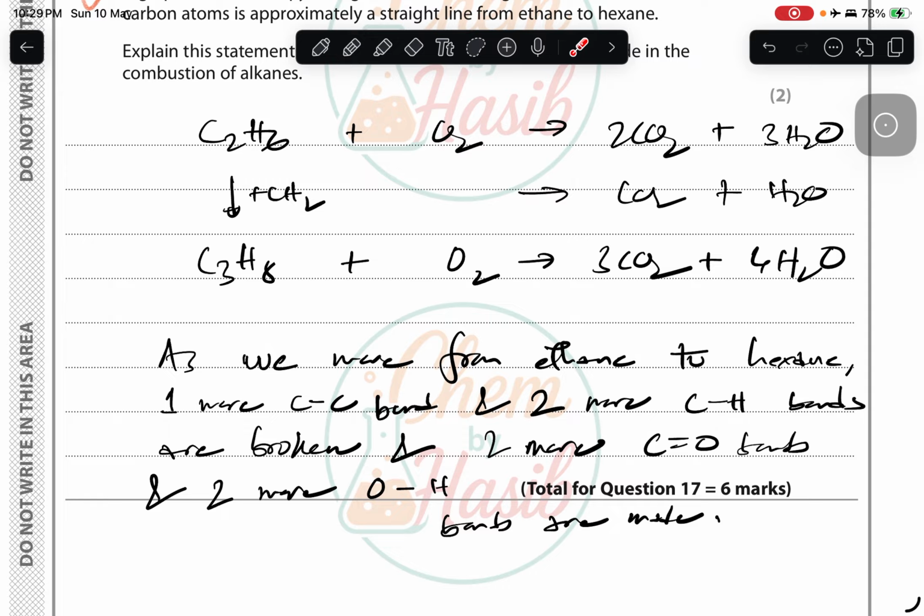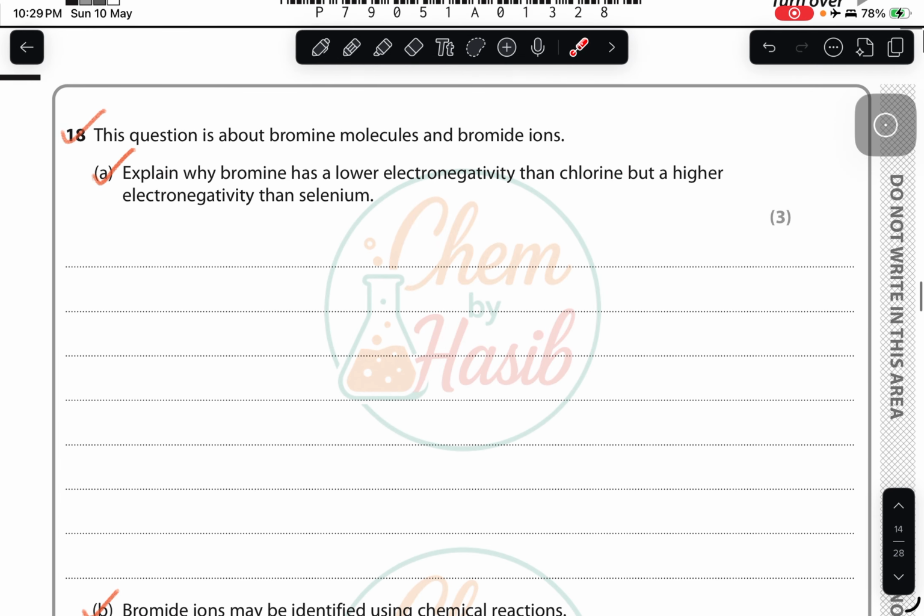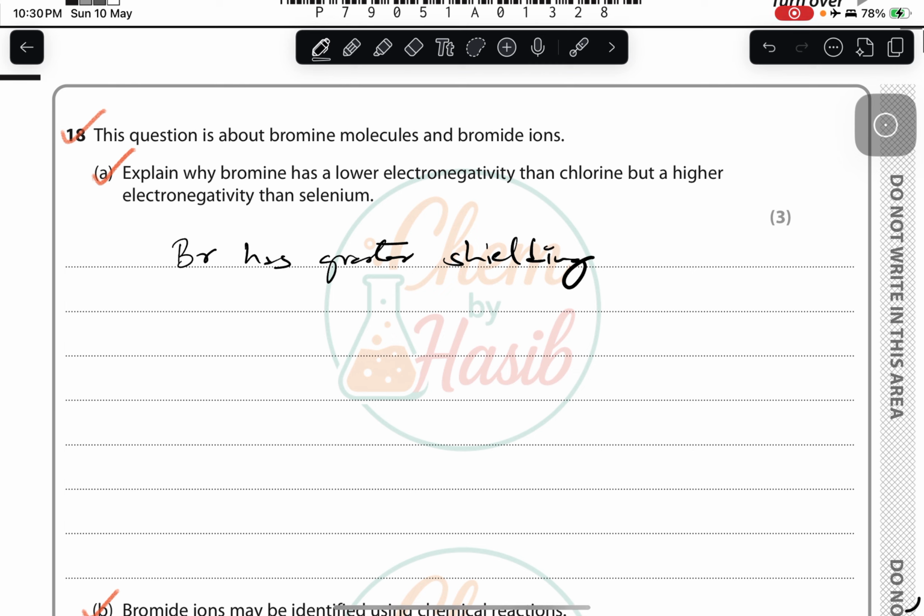Then we move to question number 18a. Explain why bromine has a lower electronegativity than chlorine. Now, bromine has a lower electronegativity than chlorine because bromine has greater shielding. Or you can also write that bromine has a larger radius.